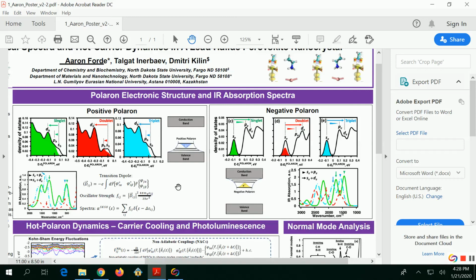That should be the takeaway for the optical spectrum. That's for the positive and the negatives. We see a similar trend. Both the singlet and the triplet transitions are relatively bright, whereas the doublet is of a reduced intensity.